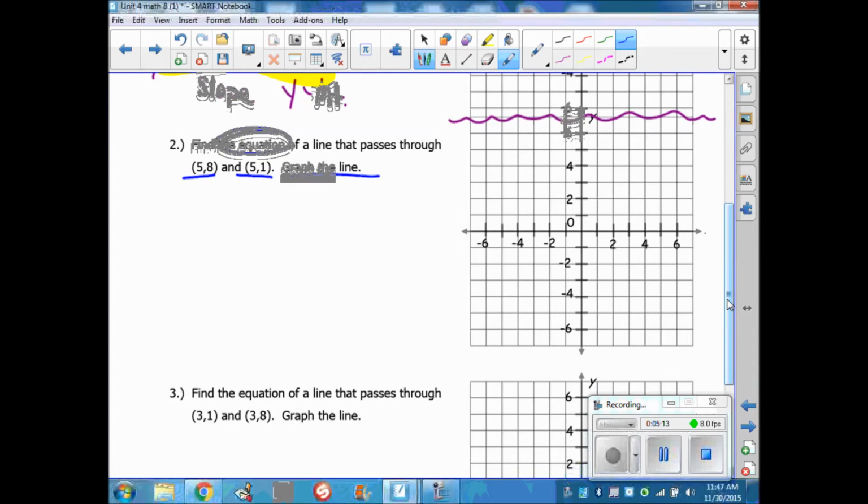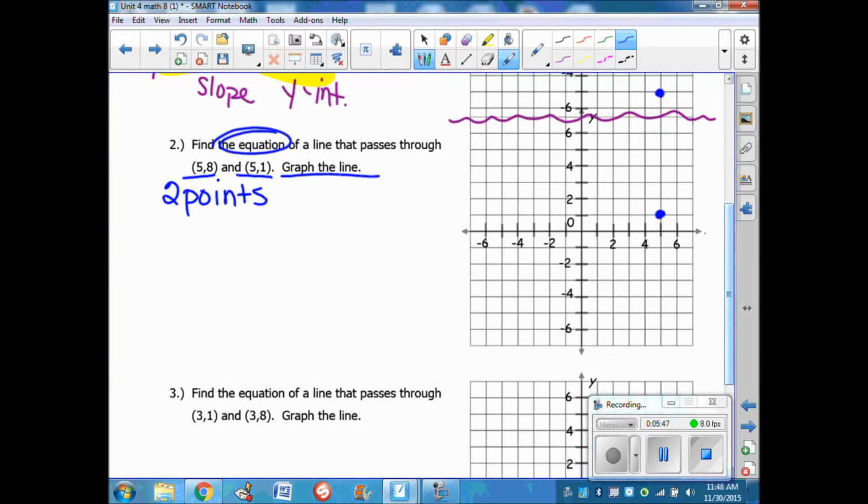So what did we do? We started off and we plotted, okay, if we were given 2 points, by all means, plot your 2 points. So 5, 8. Oh, that one goes off our graph. So we go right 5, and we're up here at 6, 7, 8. I'm going to extend that, okay? And that's okay. 5, 1. So we're going to go right 5 and up 1.